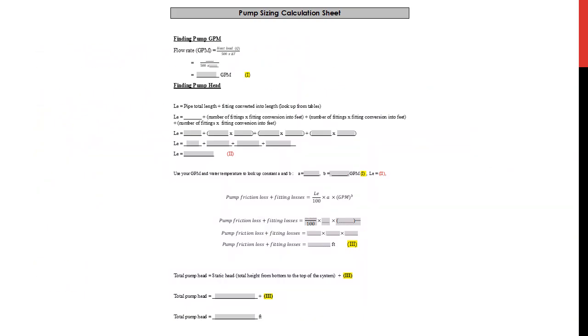Okay, this part, let me get the pen. So this part here is what we talked about, which is the formula to calculate the pump GPM. And if you look in the bottom here, that part is where you fill in the blank. So on the top is going to be the heat load for the loop, for the whole loop. And delta T is the temperature of the water coming in and the temperature coming out. So you plug those in, you run the math, and you get your GPM.